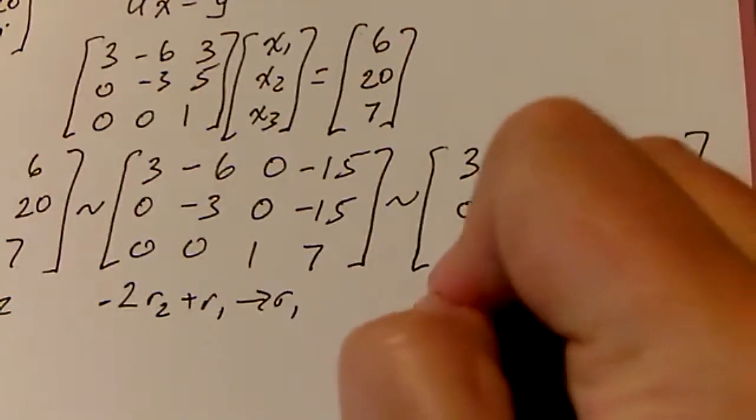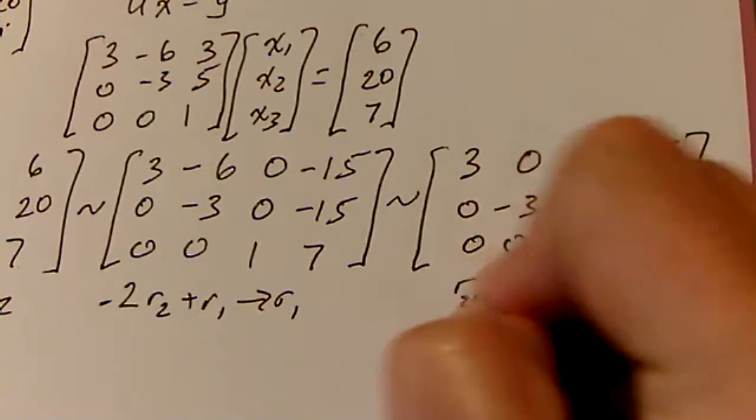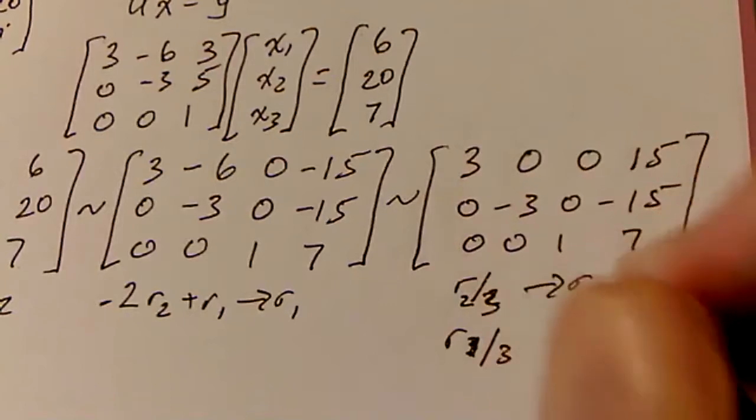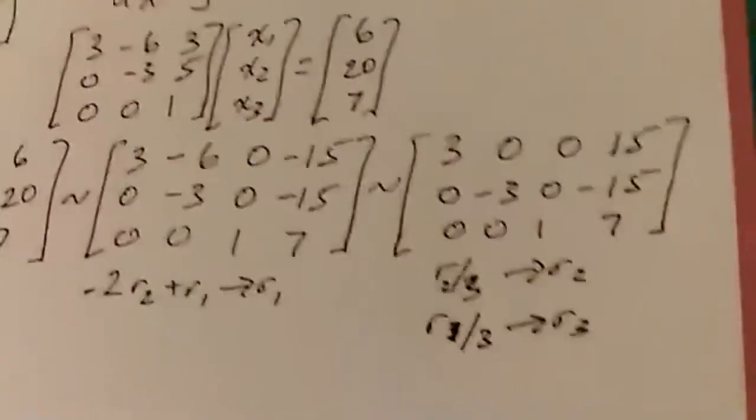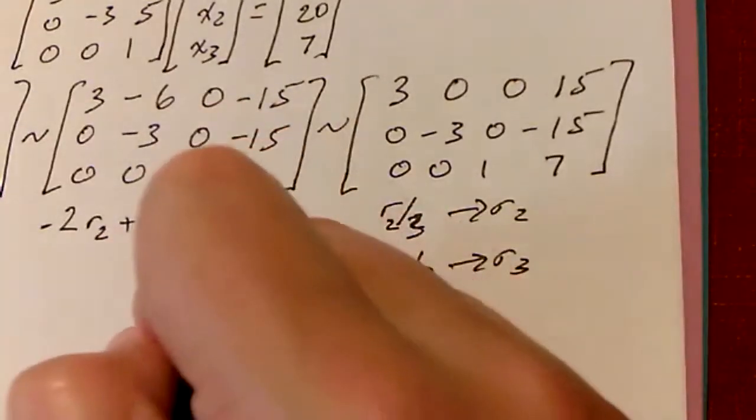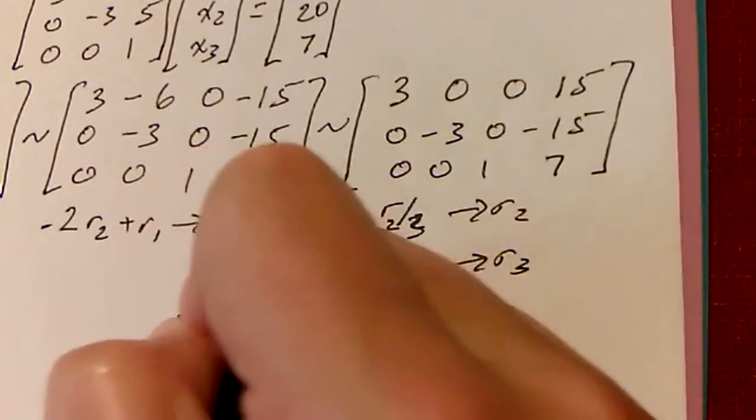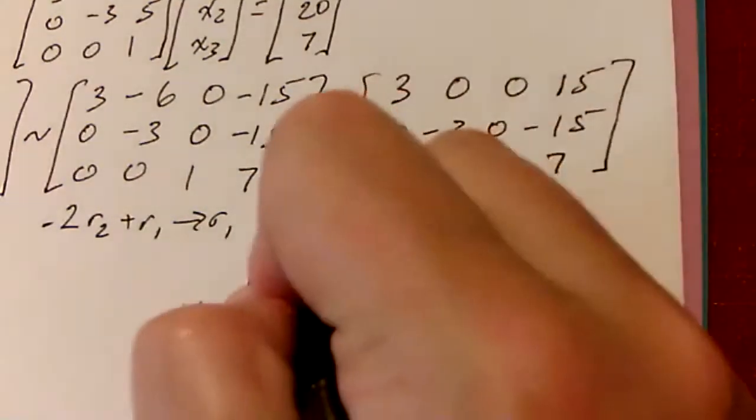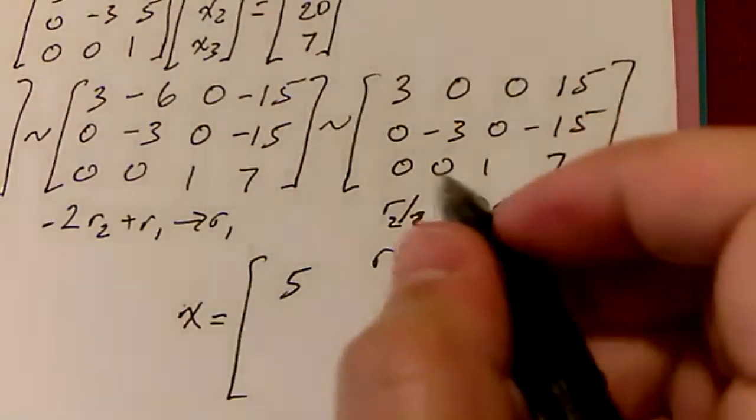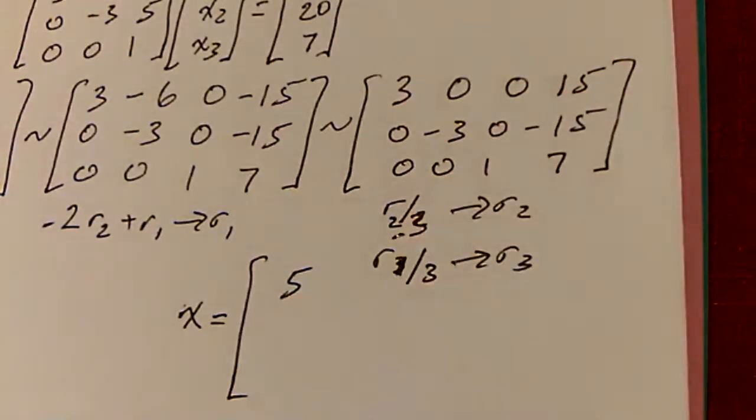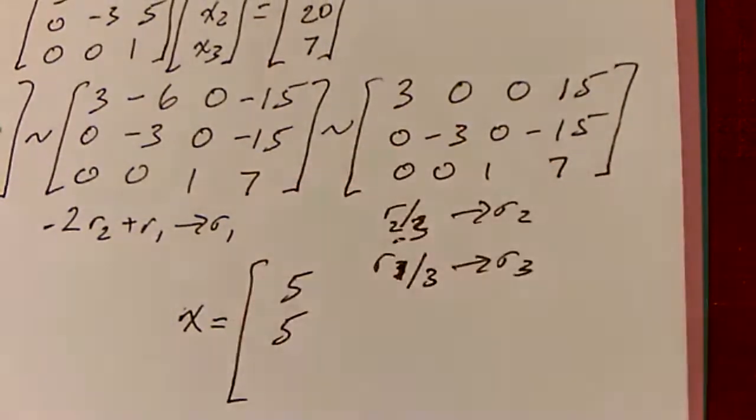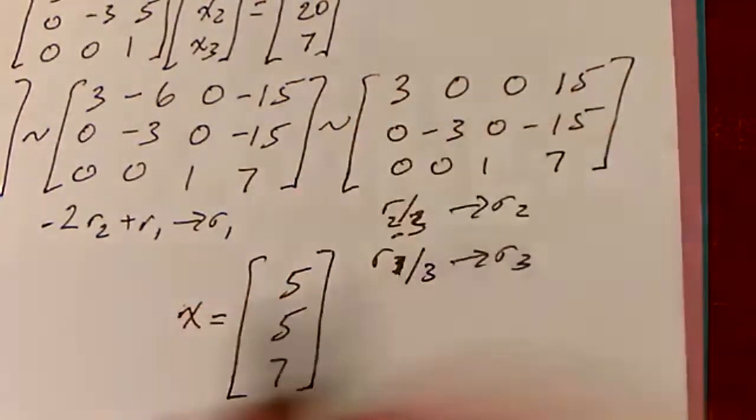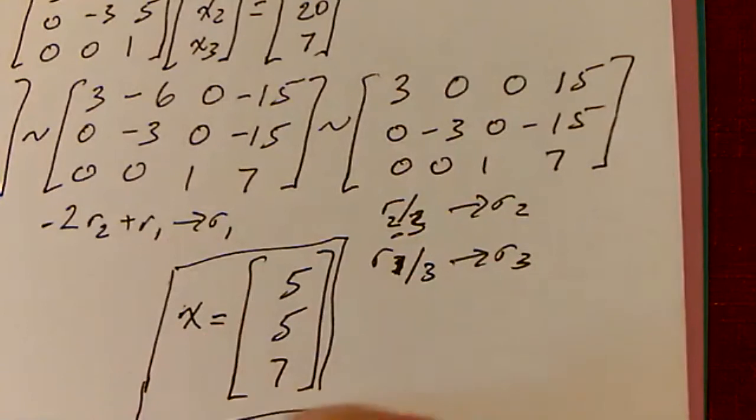Okay, so I'm there except for scaling. I need to do row 2 divided by 3 and row 1 divided by 3. Okay, and so I should be able to see my vector x. 15 divided by 3 is 5. Row 2 is getting divided by negative 3. Negative 15 divided by negative 3 is 5. And then this last coordinate is already 7, and it's already scaled. So my x vector is 5, 5, 7.